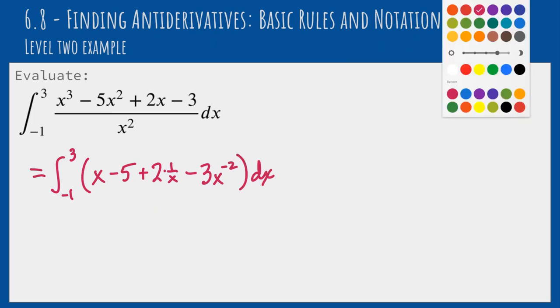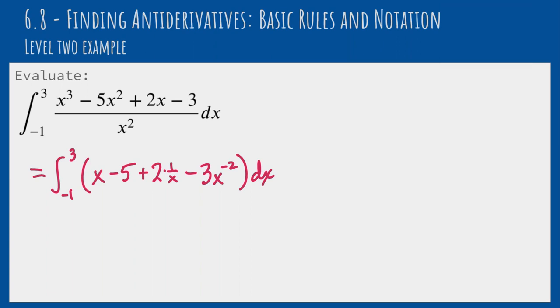So now the antiderivative. Antiderivative of x: what do we take the derivative of to get x? Well, that's x to the first power. So using the power rule, we're going to have x squared over 2. Antiderivative of -5 is going to be -5x. Antiderivative of 2 times 1 over x is going to be 2 times the natural log of the absolute value of x.